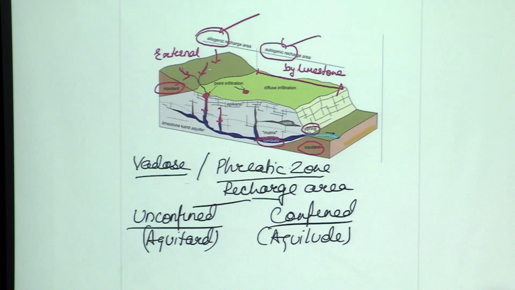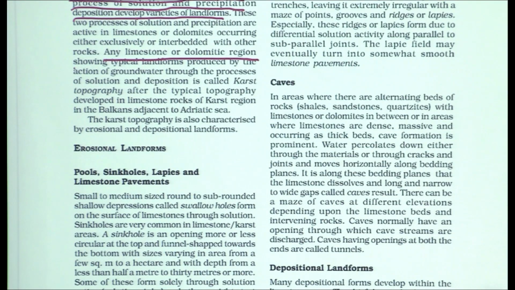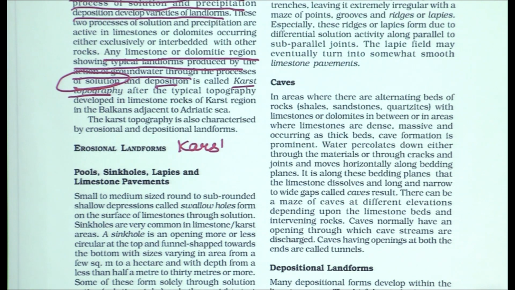Going back to NCERT. Any limestone or dolomite region showing typical landform produced by the action of groundwater through the process of solution and deposition is called karst topography. So what are we willing to learn? Karst topography. What is karst topography? Karst topography is underground water as an active agent of gradation. Will it be only underground water? No, it can also be the surface solution. Karst topography includes erosional landforms.